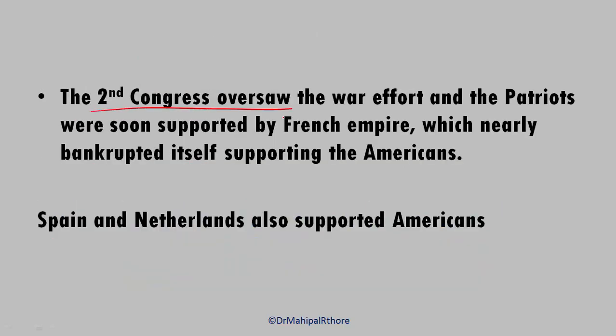The Second Continental Congress oversaw the war effort. So actually this Second Congress acted as the government of the day. This was the acting government of the United States at that time. And they were joined by the French Empire. They received full help from France. France sent its army, money, ammunition, ships, navy, everything to help America. Why? Because they were against Britain.